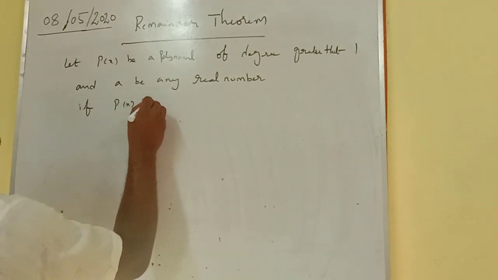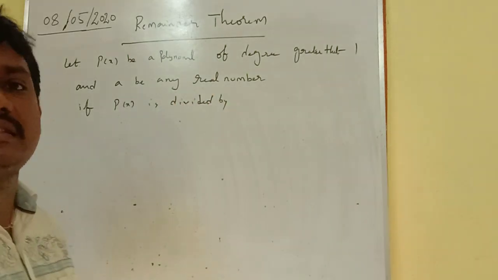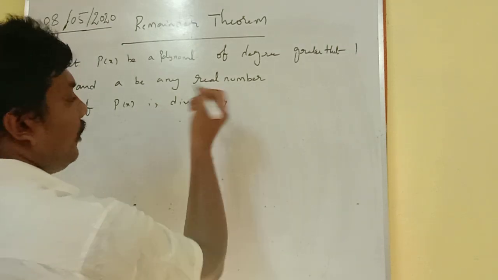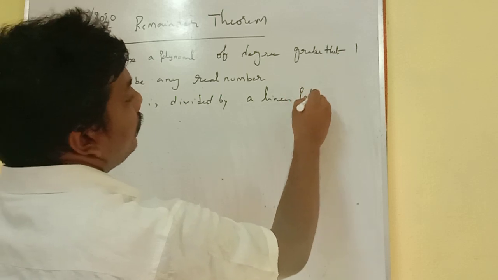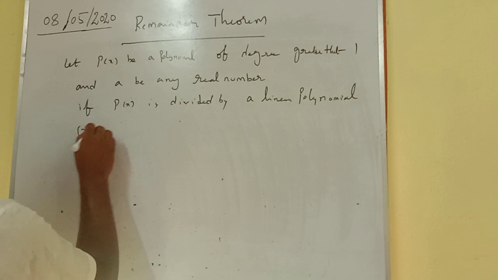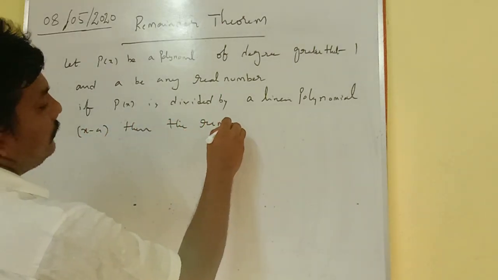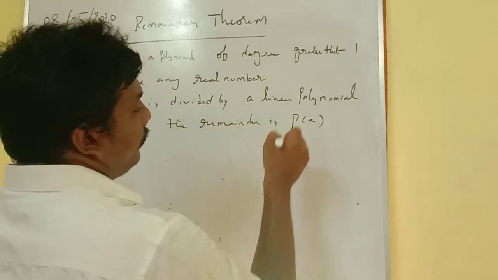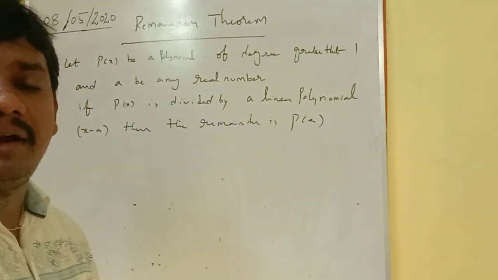If p of x is divided by a linear polynomial x minus a, then the remainder is p of a. This is the statement of the remainder theorem.